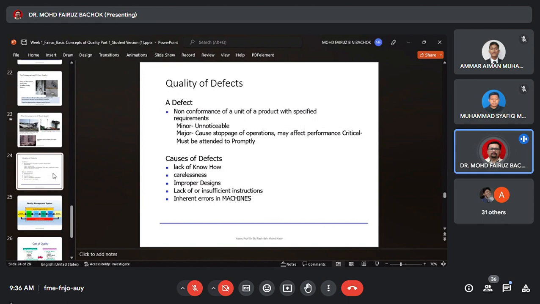So first you need an expert, someone with good knowledge of construction, and then avoid carelessness, do the proper design, and know which is the right standard to refer to as a guideline. And the last one, make sure that the machines used in the construction area are well maintained. That's what can avoid the causes of defects.